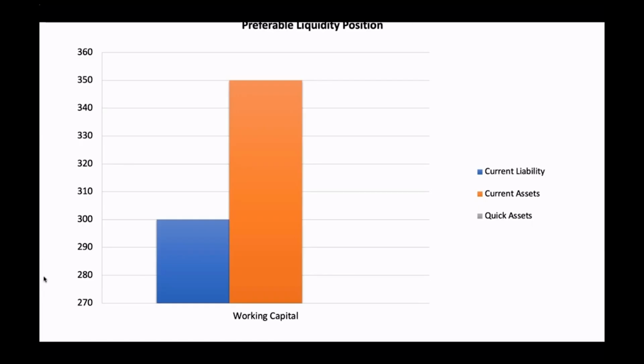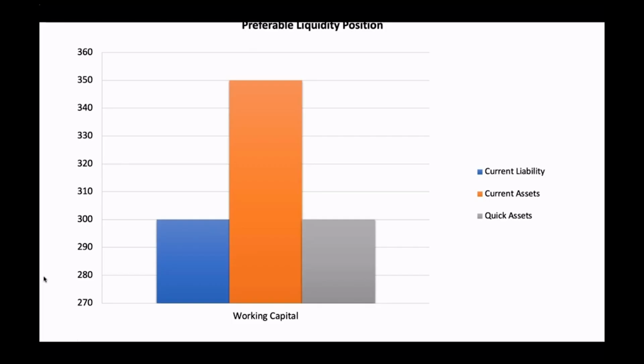But our focus is on a preferable liquidity position. Current assets should be greater than current liability, but quick assets should be at least equal to current liability. That's the message we should take. Current assets should be greater than current liability in such a way that the current ratio is 1.33 or 1.5 or 2:1, but quick assets should be at least equal to current liability. It means the quick ratio should be at least 1:1. Only then will that business have real liquidity comfort.